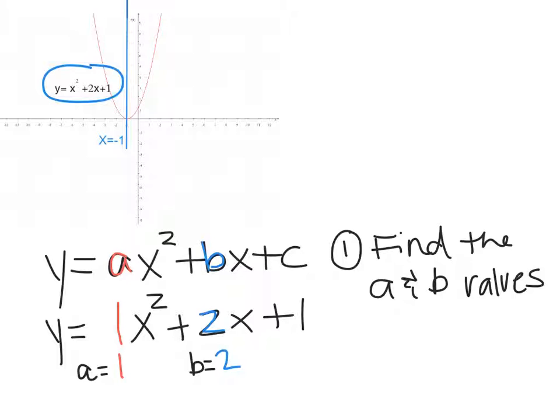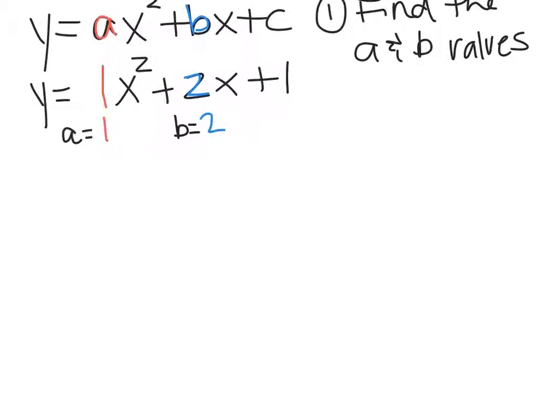Make sure to write the a and the b values down in your notes. So pause here if you need to. Now that we have our a and our b values, a equals 1 and b equals 2, we want to actually use them. Remember, our goal is to find the axis of symmetry algebraically.